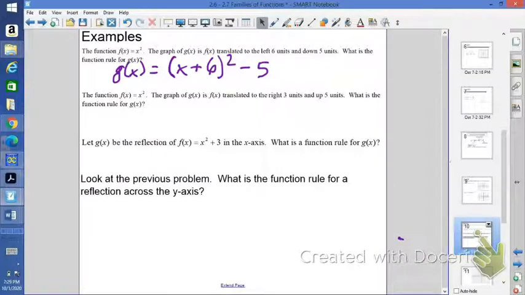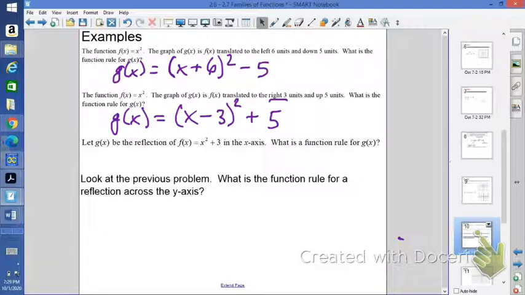For the next one, the graph of g of x is f of x translated to the right 3 units and up 5 units. What's the rule? So we have g of x equaling... We want to go right 3. Add to the x, go left, so if we subtract, we would go right. So we want x minus 3. That's inside the parentheses with the x, and then we put the square outside of it. And then we want to move it up 5, so we add 5 at the end.